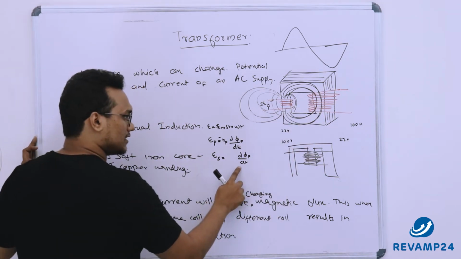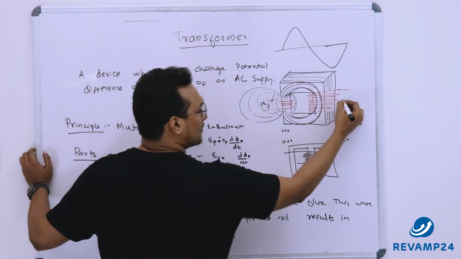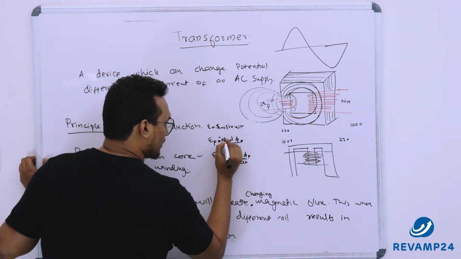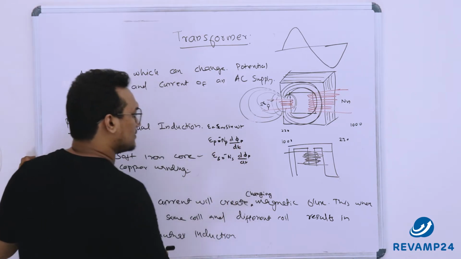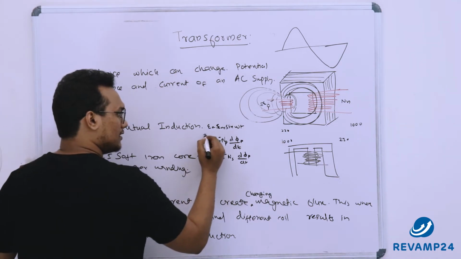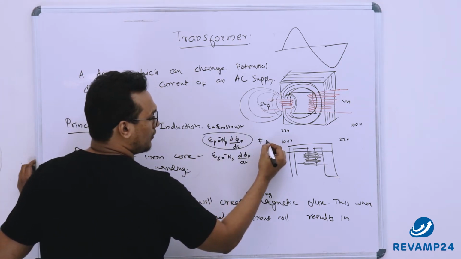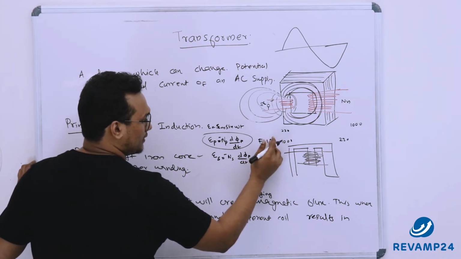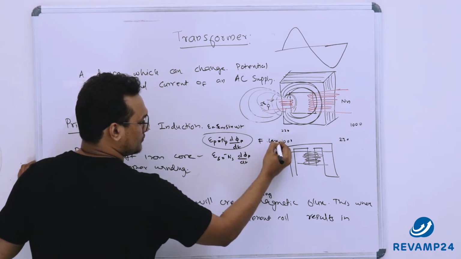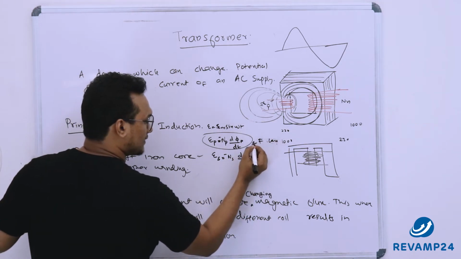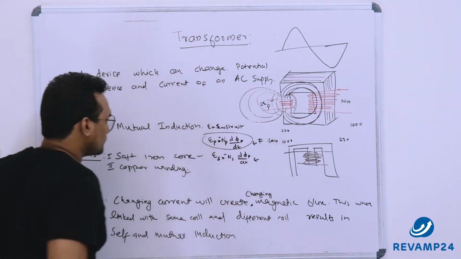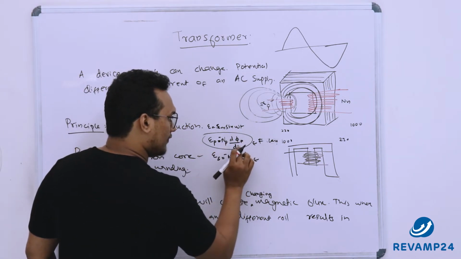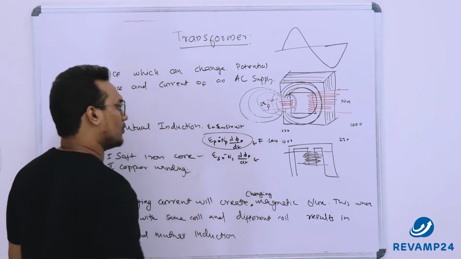Now this is with one coil, but the secondary has Ns number of turns, so I will keep Ns as a capital number. Np here, Ns there, and this is as per Lenz's law. So this is as per Faraday's law of electromagnetic induction. And this is self-induction, this is mutual induction. Now we know that d phi p divided by dt is the same in both equations.